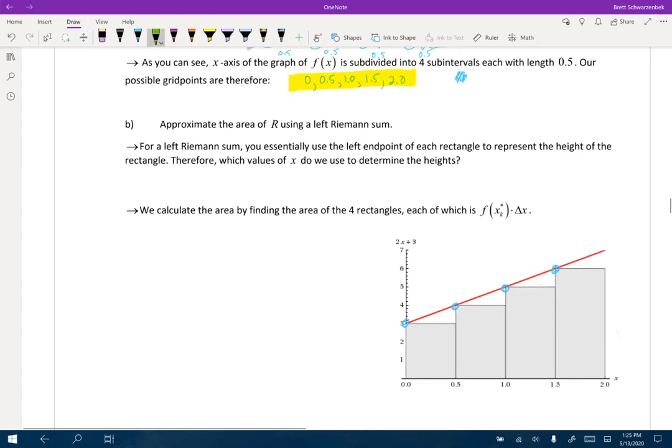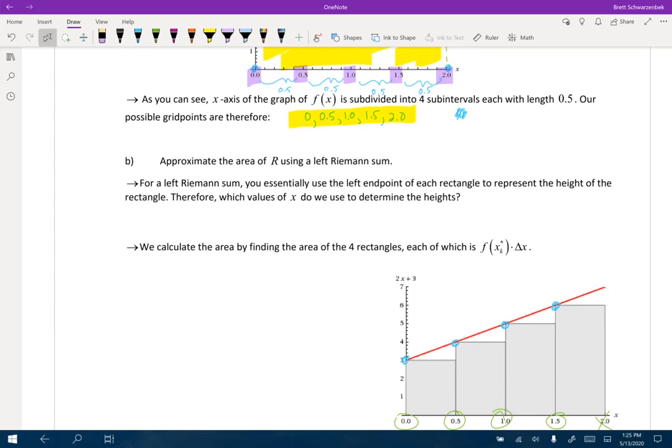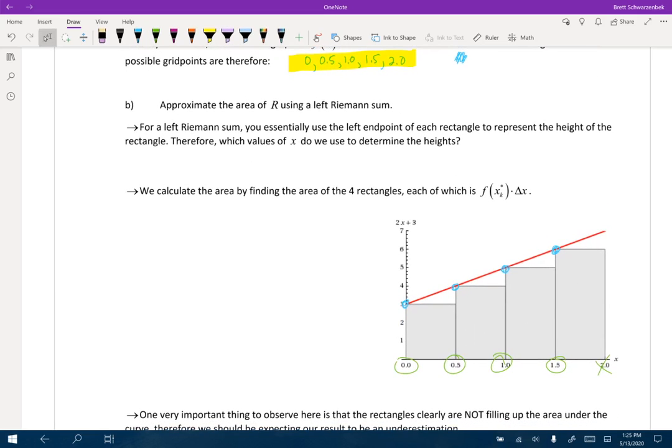Hopefully you're already answering that in your brain while you're watching this. But if you're not, you can look at the diagram and clearly see that these 4 are being used and this one is not. So whenever you use a left Riemann sum, you ignore the rightmost endpoint. We're going to be using 0, 0.5, 1.0, and 1.5, and specifically not 2.0. To be clear, these are not the heights. These are the values of x we need to use to find the heights. That is the key concept here.